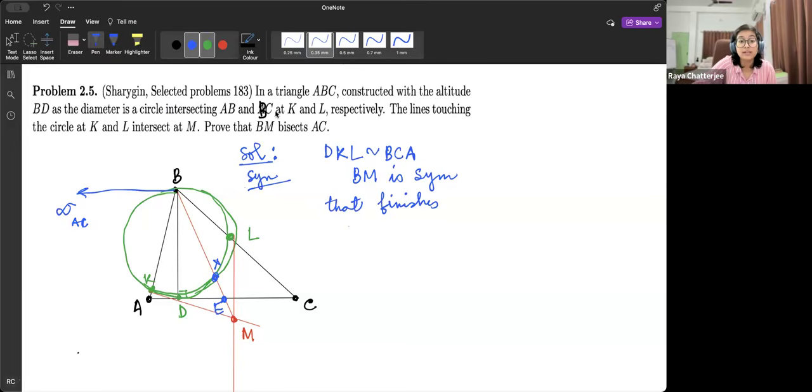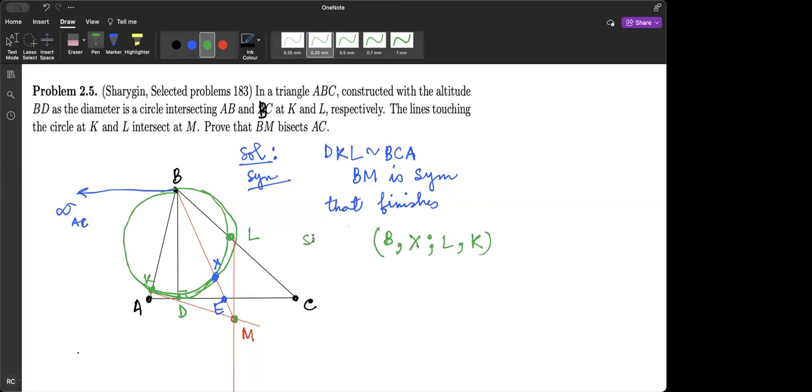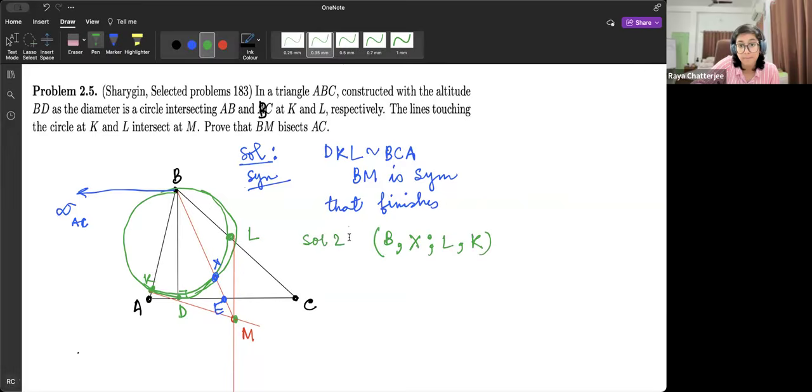So the solution that I intended is: first of all, since M is the intersection of tangents at L and K, and MB is a secant of the circle, do you agree that B, X, L, and K is harmonic? And I want everybody to speak up because this is really important. Yes, they are harmonic. Okay, so this is -1.